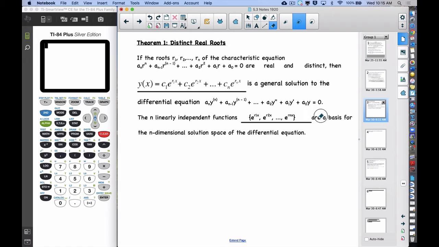If you looked separately at e to the root 1x, e to the root 2x, because those roots are all distinct, if they are different values, then those functions would be independent, and that means that we have a basis for our n-dimensional solution space. However many different roots you're looking at, that would be the dimension of your solution space.